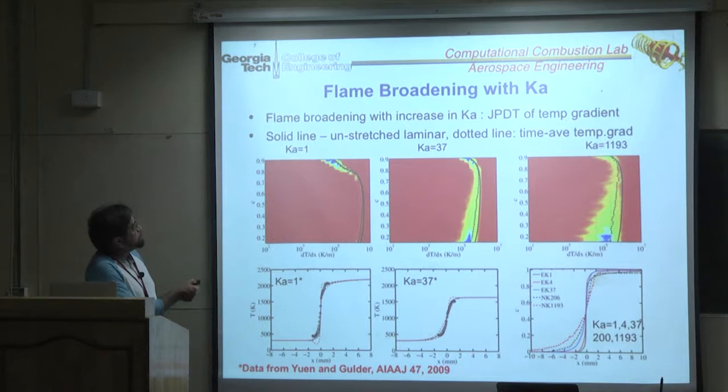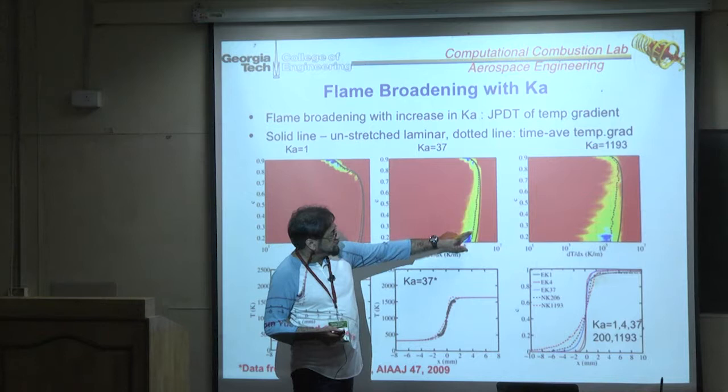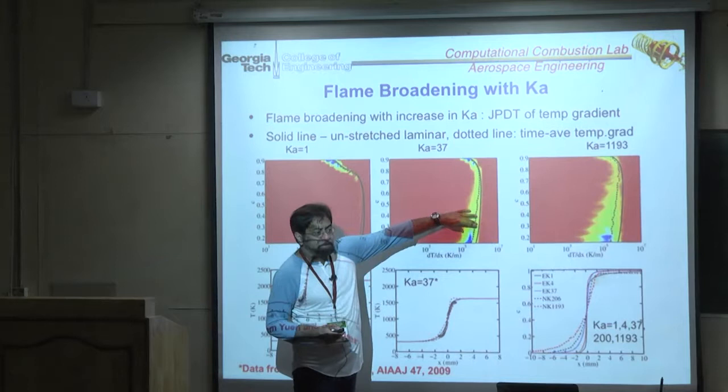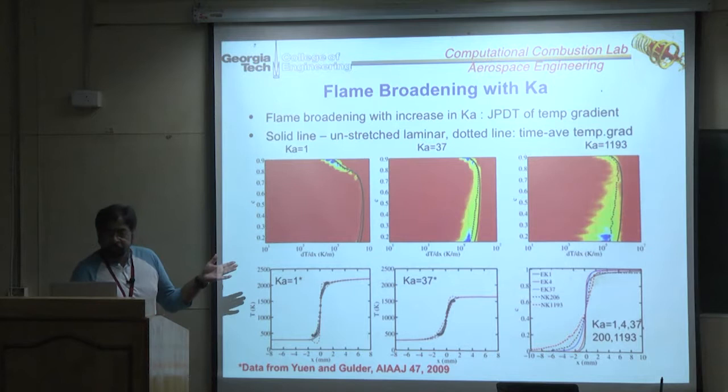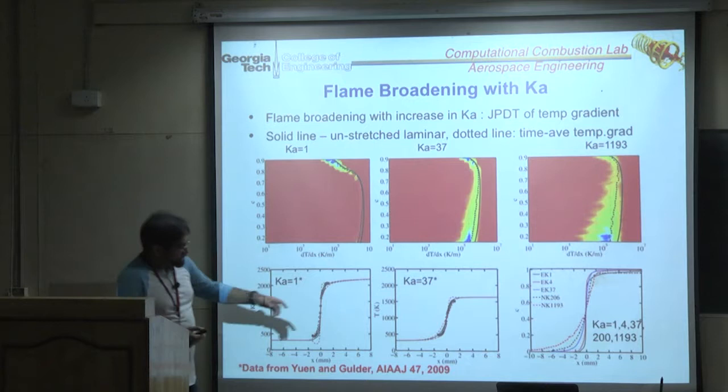Now, the dotted line is a time-averaged temperature gradient. One of the things you have to keep worrying about in turbulent flows is that this line is an average over this whole region, so it is just a representation. It is not real. That dotted line doesn't exist; it's an average that you're computing. But you can see from this that as the Karlovitz number goes up, the flame is broadening.